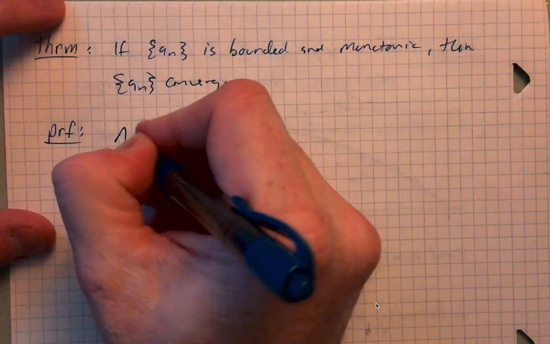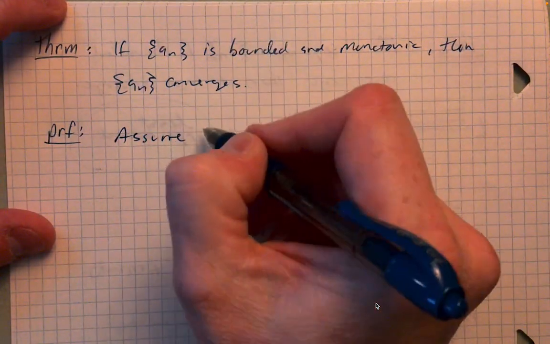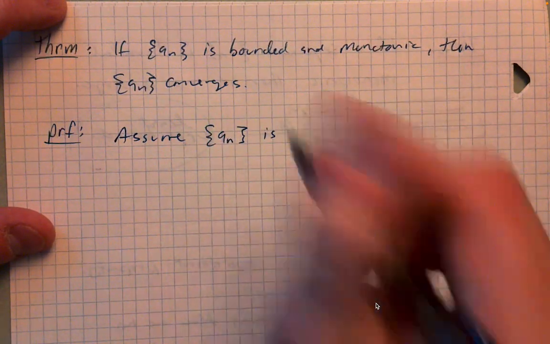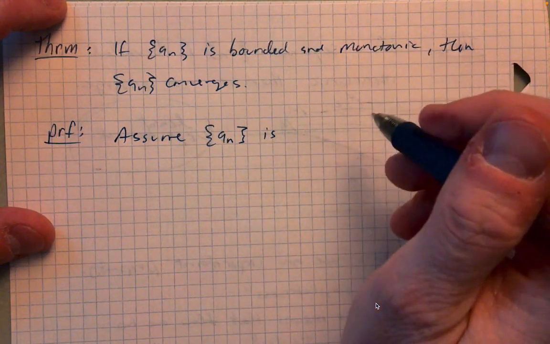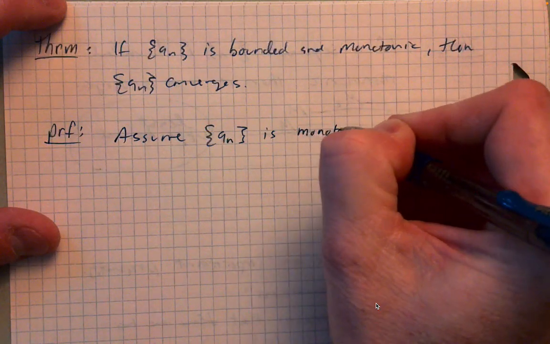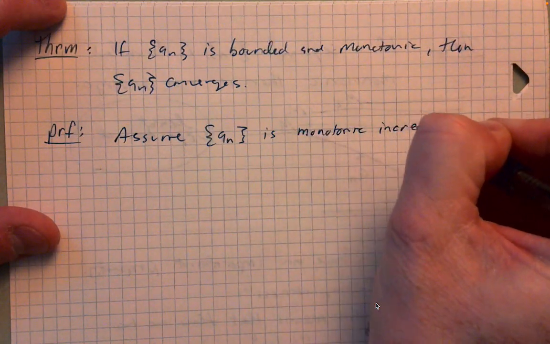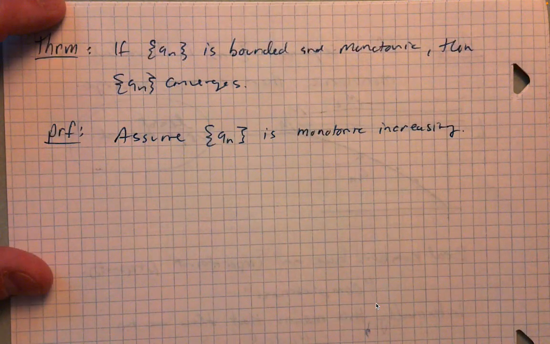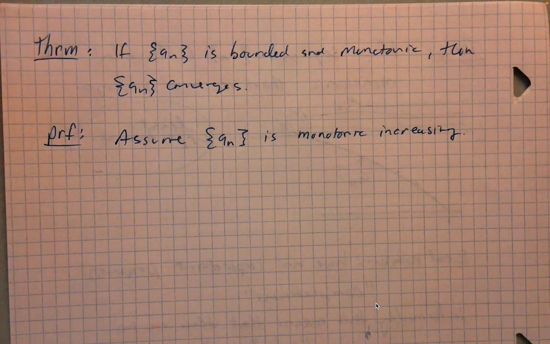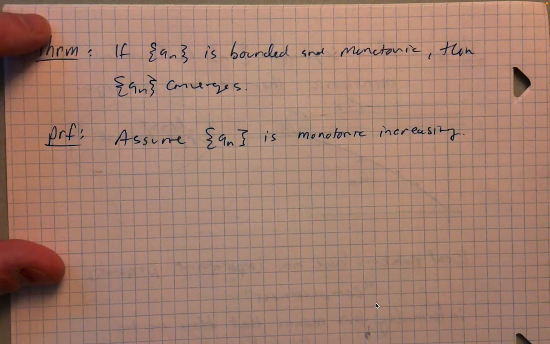So assume, what are we going to assume? Assume a_n is, we're just going to start by saying it's monotonic increasing. The argument will go very much the same for the monotonic decreasing case. We're just going to do this case though. So assume that a_n is monotonic increasing, i.e. it's non-decreasing, it just goes up.